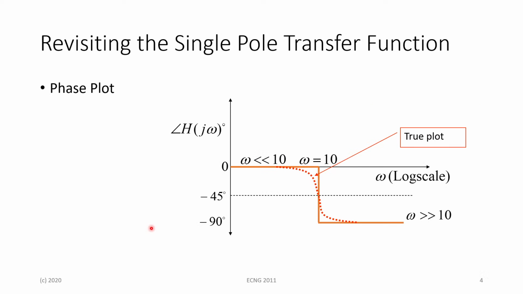The phase plot is also what we saw in yesterday's lecture: everything before the pole is going to be at 0 degrees, and everything after the pole is going to be at minus 90 degrees. When we connect these two transitions, we represent this by a vertical line at the pole itself. The true plot, as we can see by this red dotted line, indicates how the transition will actually occur, but because we're doing straight line approximations, we represent this transition just by this vertical line, since it is an approximation of the actual plot.